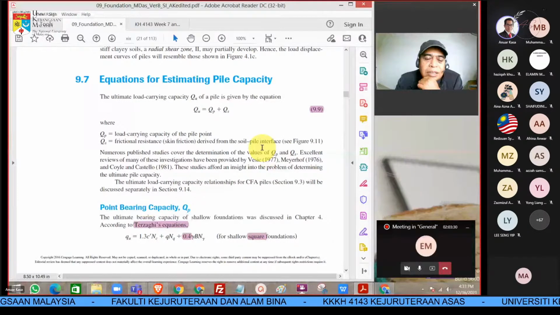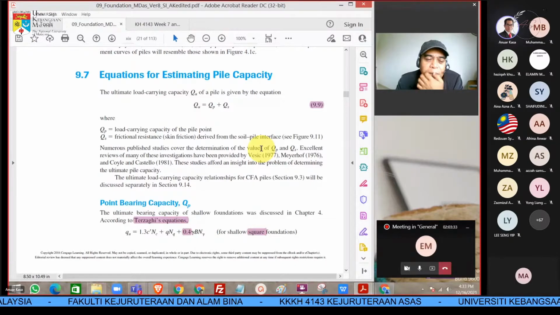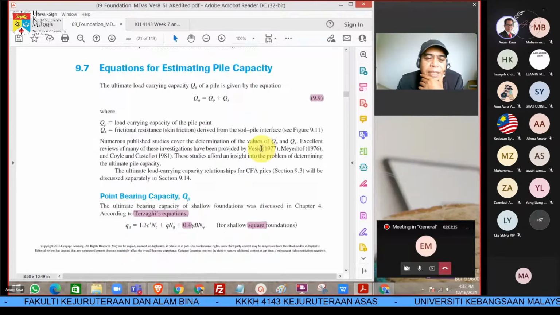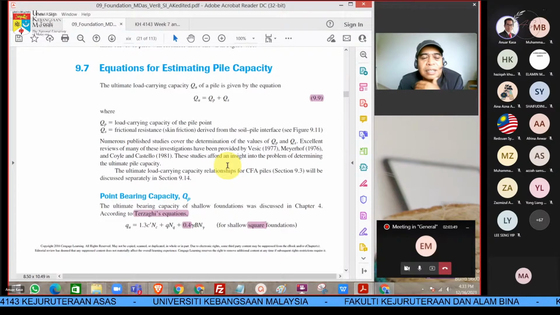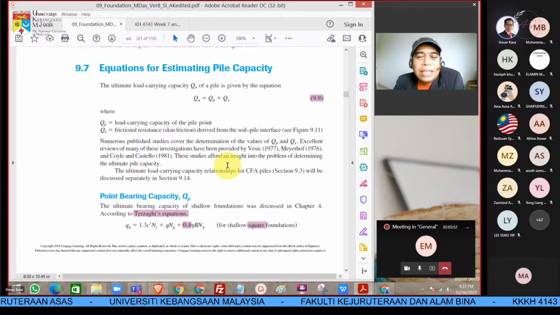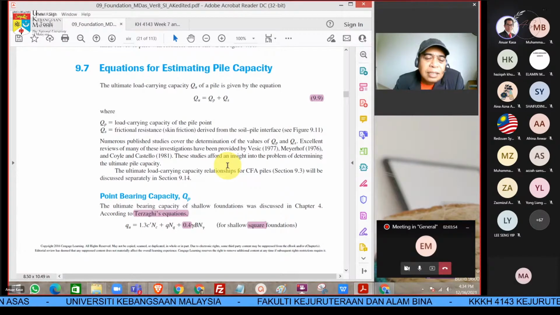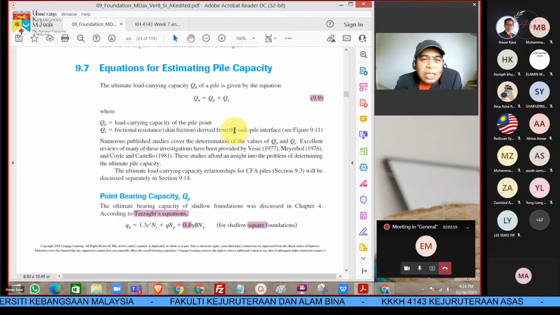For the purpose of understanding, not for practical use. For practical use, maybe you are not going to use this one, maybe use a different method. But for the sake of study, we learn the conventional or established method. For example, here we have the Terzaghi equation. This is like the shallow foundation also. We use the same concept.